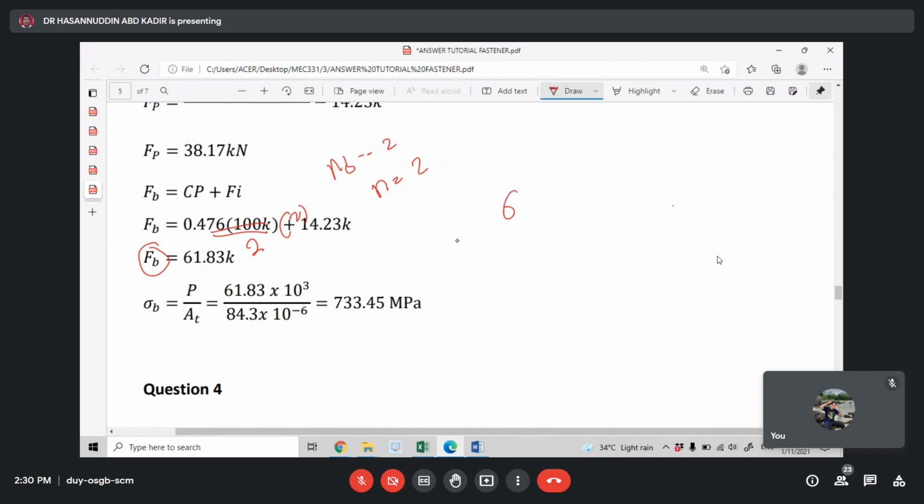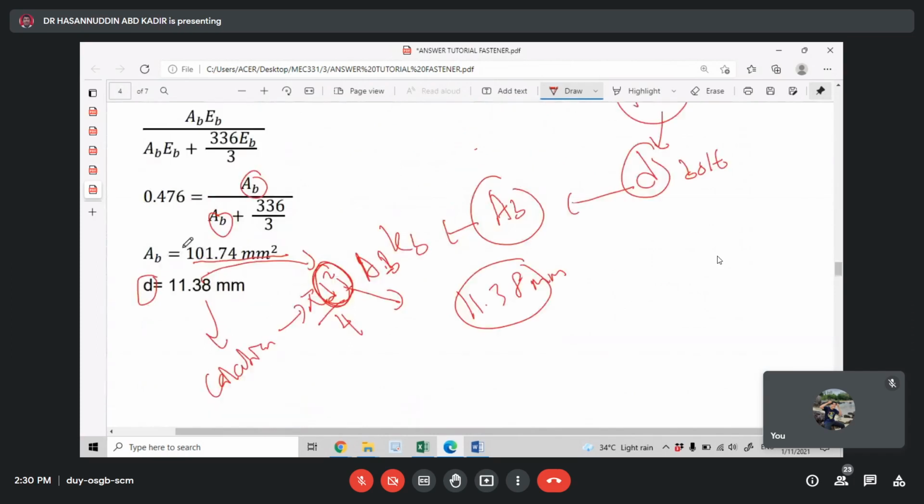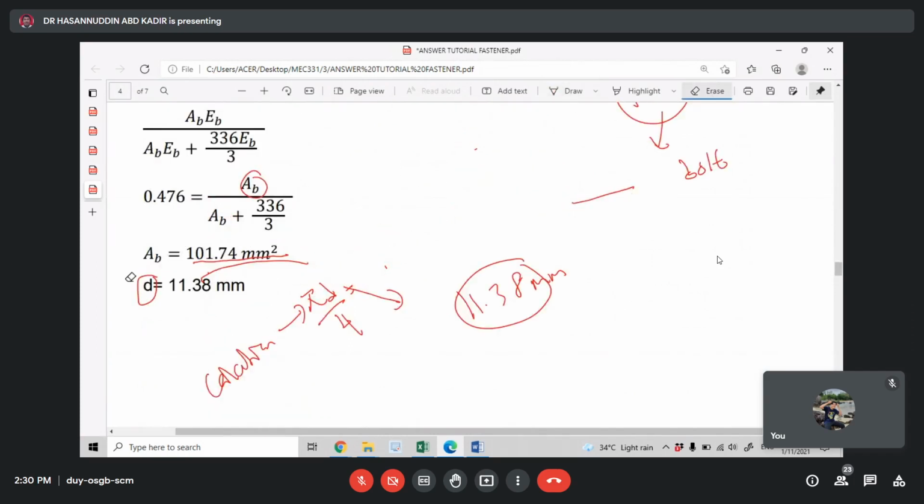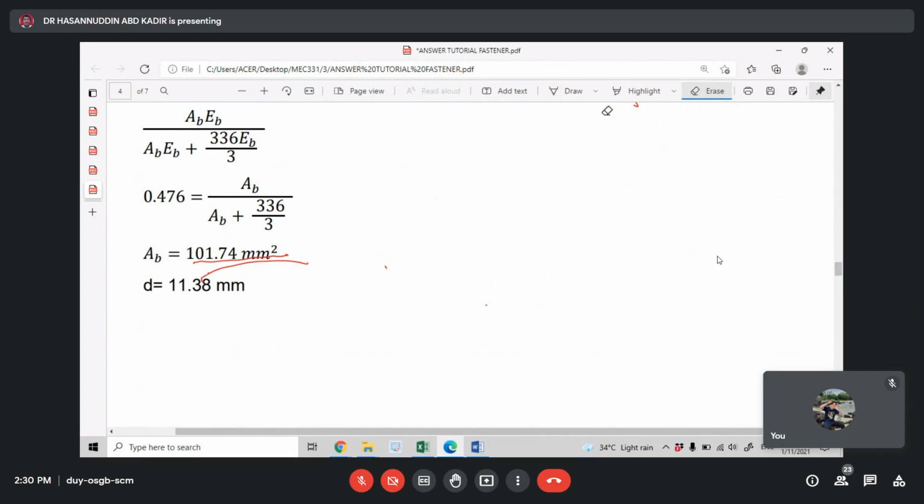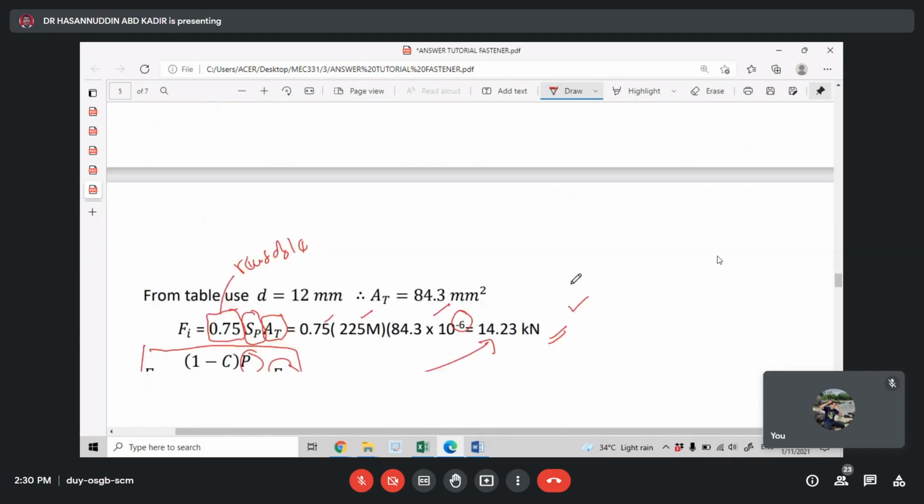Then we apply the sigma B equal to P over At. So B ni adalah daripada sini, the value yang you get from the FB. But we do not apply the value of A that is basically the area here, yang atas ini, we do not apply this one. Please remember, in this subject for the design, they will go into more detail. Compared to the strength, tak ada. Kalau untuk design, we focus, not apply this area, okay. So please remember, we go into detail for the design.